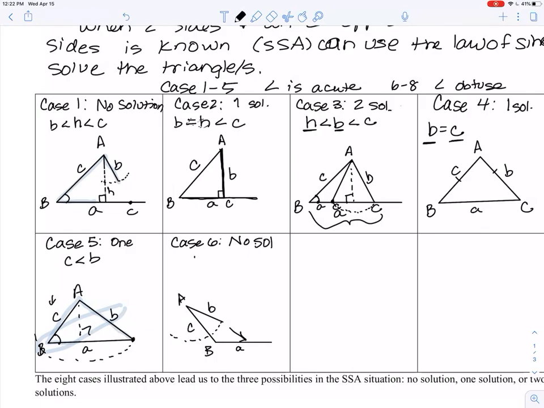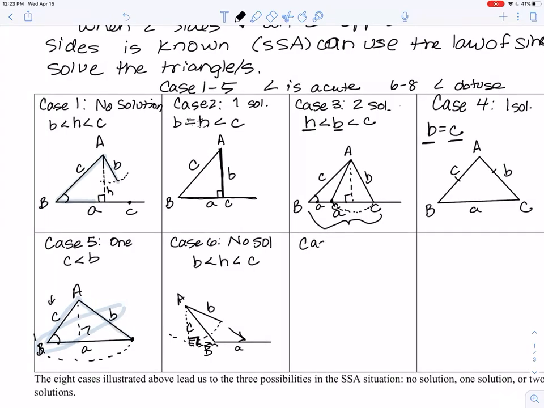Again, this is because B is shorter than the actual height of this triangle, which is created out here, which is less than, of course, side C. So no solution if side B is too short.